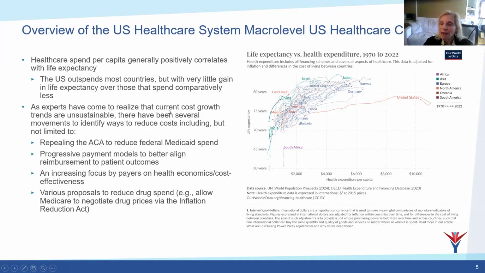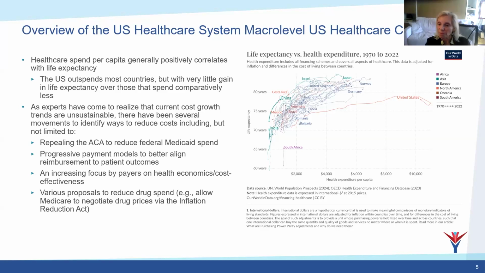There are ways that people are considering how to reduce cost, but yet improve health outcomes. Notwithstanding repealing the Affordable Care Act, or the ACA, to reduce federal Medicaid spending, if people, I hesitate to say, watch the debate, that was front and center. And we seem to have not been able to come out with anything better than the Affordable Care Act at this point. Progressive payment models to better align reimbursement to patient outcomes.